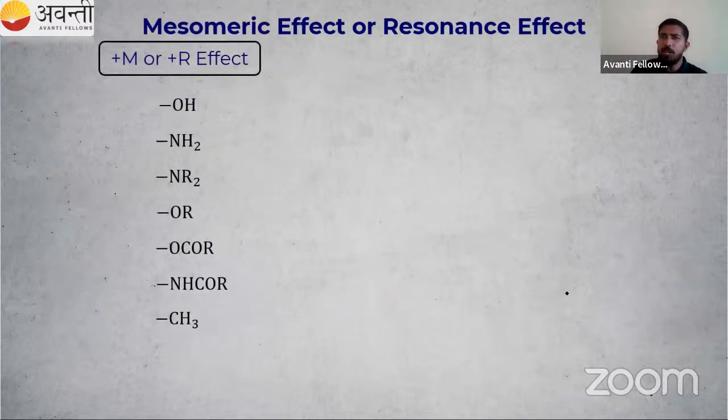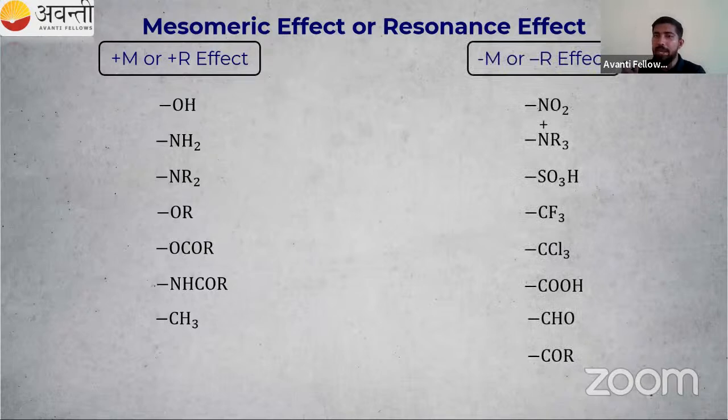Great. So these are the different groups showing plus M or plus R effect. So in the question, you can look for a lone pair. If a lone pair is present, most probably plus M. They will give electron to the ring. That is the first point. Then what about the groups showing minus M or minus R effect?